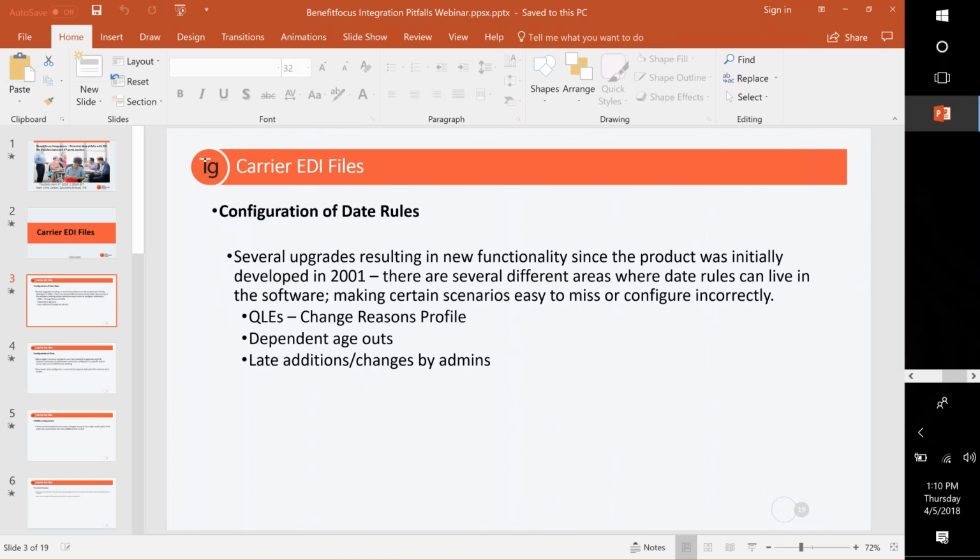Now, rather than me continue to ramble about this topic, I can take a break for a second and open up the floor to any questions specifically to any kind of date rule issues you've ever had with Benefit Focus.